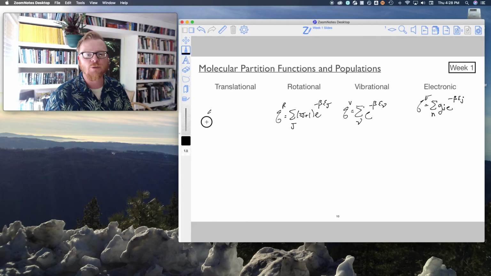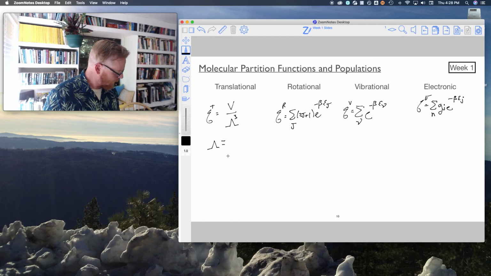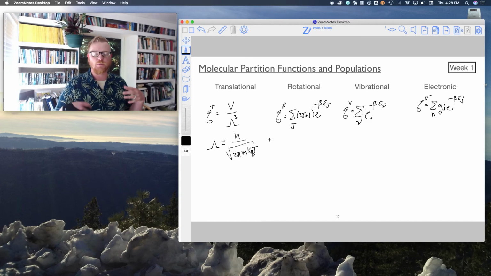And the only one that's different is the translations, and that goes as V for volume, the volume of the system you're talking about, over this parameter lambda cubed, where lambda is what's called the thermal wavelength. The thermal wavelength goes as h, Planck's constant, all divided by the square root of 2 pi m k Boltzmann T. Okay, so again, we're not going to do much with these other partition functions.